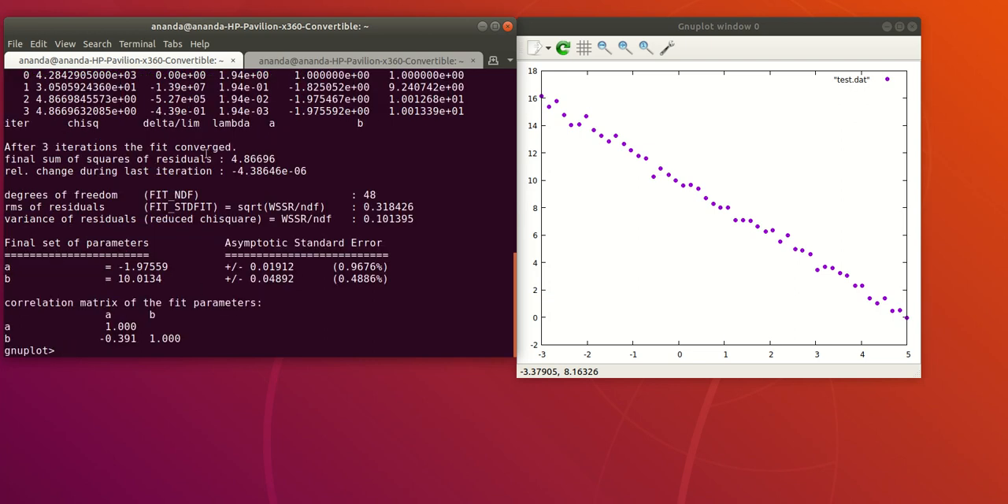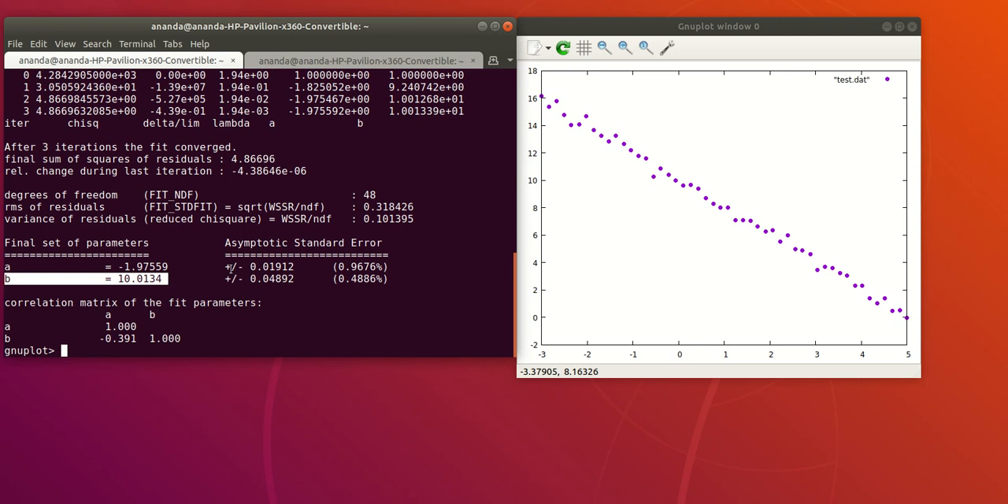this works pretty quickly, and almost in no time we get this result. It says after 3 iterations the fit converged. These are numbers which you will need to pay attention to if you were interested in the details of this. But the really important thing for you is the value of a, which gnuplot is telling you is minus 1.97559 for the best fit, and the value of b, which it is telling you is 10.0134.